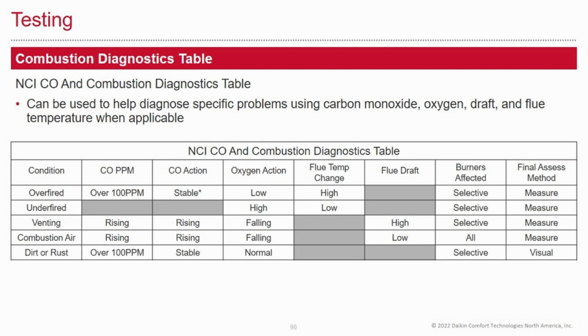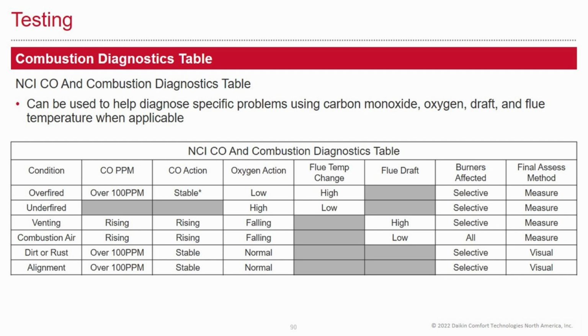Dirt or rust. The carbon monoxide level would be over 100 parts per million. Carbon monoxide action would be stable. Oxygen action normal. Burners affected would be selective. The final assessment method would be visual. Alignment. CO would be over 100 parts per million. CO action stable. Oxygen action normal. Selective burners. And final assessment would be visual.